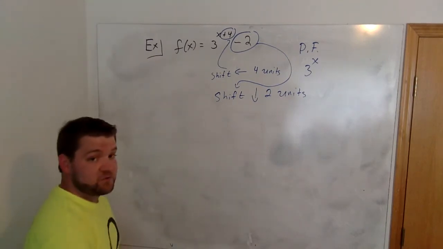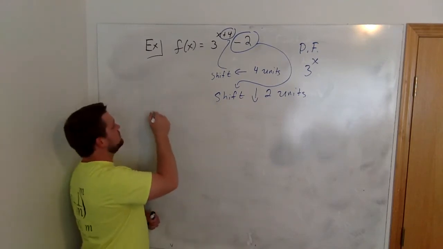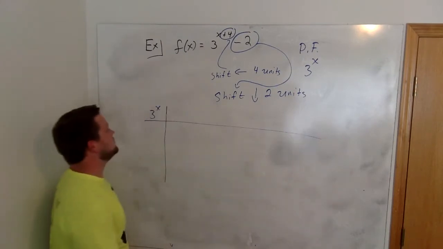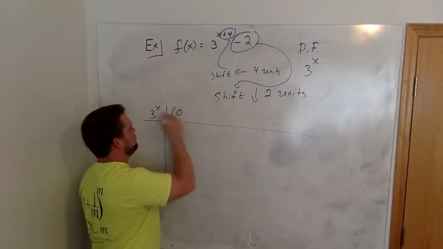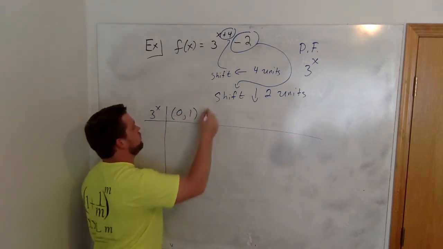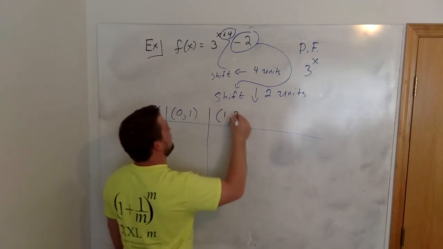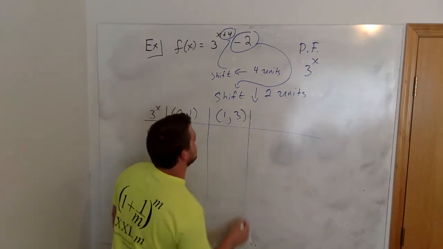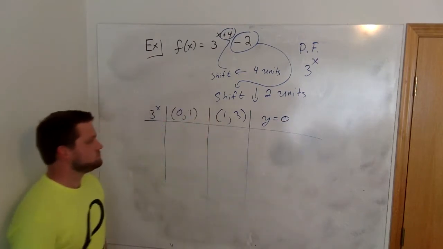Let me show you an organized way that I like to keep track of my work. I'm going to write 3 to the x right here. These are the key features of 3 to the x. What's on 3 to the x? If you plug in 0, you get an output of 1. If you plug in 1, you get an output of 3. And 3 to the x also has a horizontal asymptote, the horizontal line y equals 0.